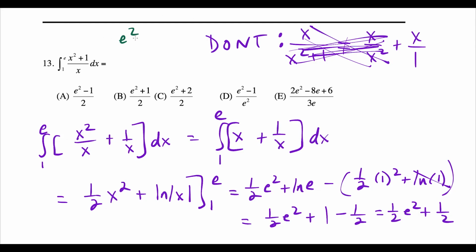If we have e squared over 2 plus 1 over 2, I don't know why I wrote e, we have 1 over 2. This is going to be equal to e squared plus 1 over 2. And that's going to give us choice B.